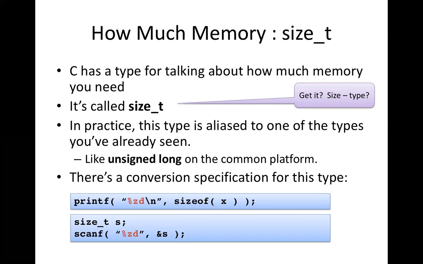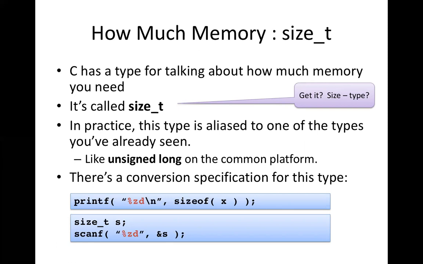When you use sizeof, there's a special type that it evaluates to. It's called size_t. A lot of C types are like that. They have a t at the end, and that just means it's a type. So size_t is the type used for storing the sizes of things in memory.